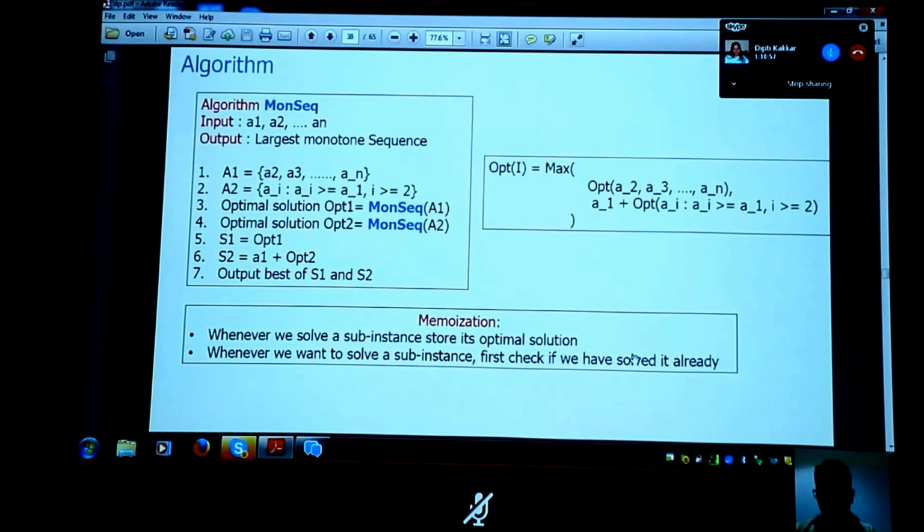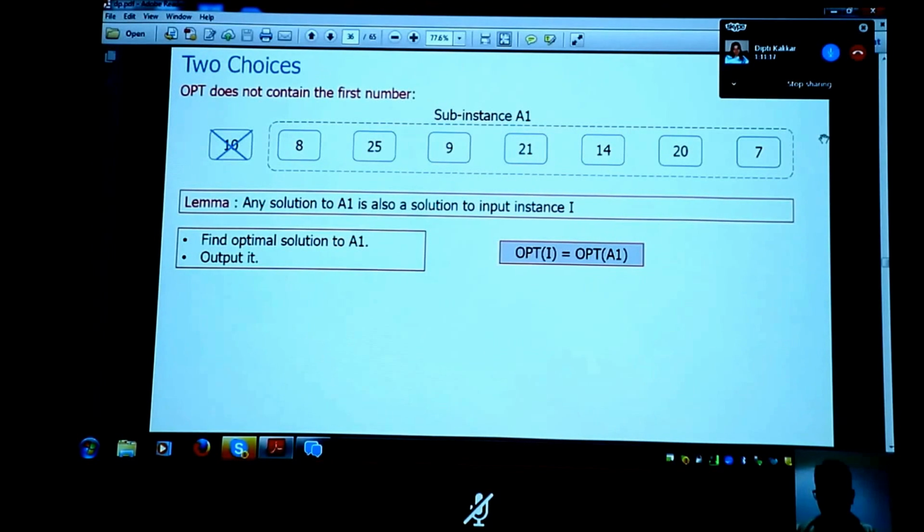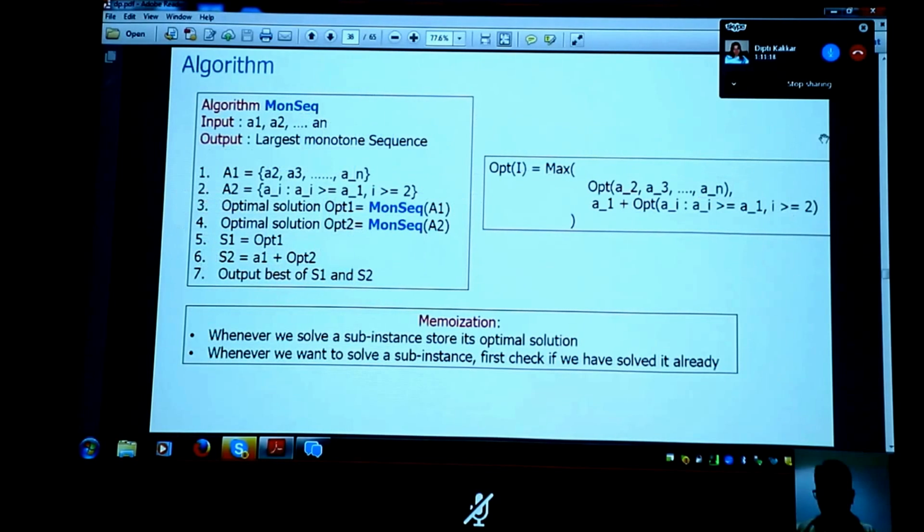So this is how the recursive algorithm will look. Let's call our algorithm monseq. It takes A1, A2 to AN, and its goal is to find the largest monotone sequence. So it constructs two sub-instances. One sub-instance is A2, A3 to AN, the entire suffix, where you assume that I'm not picking the first element. The second one is the assumption that we are picking that first element. So you can only pick elements which are bigger than A1, right? Here you get all the elements. Here you get only the elements which are bigger.